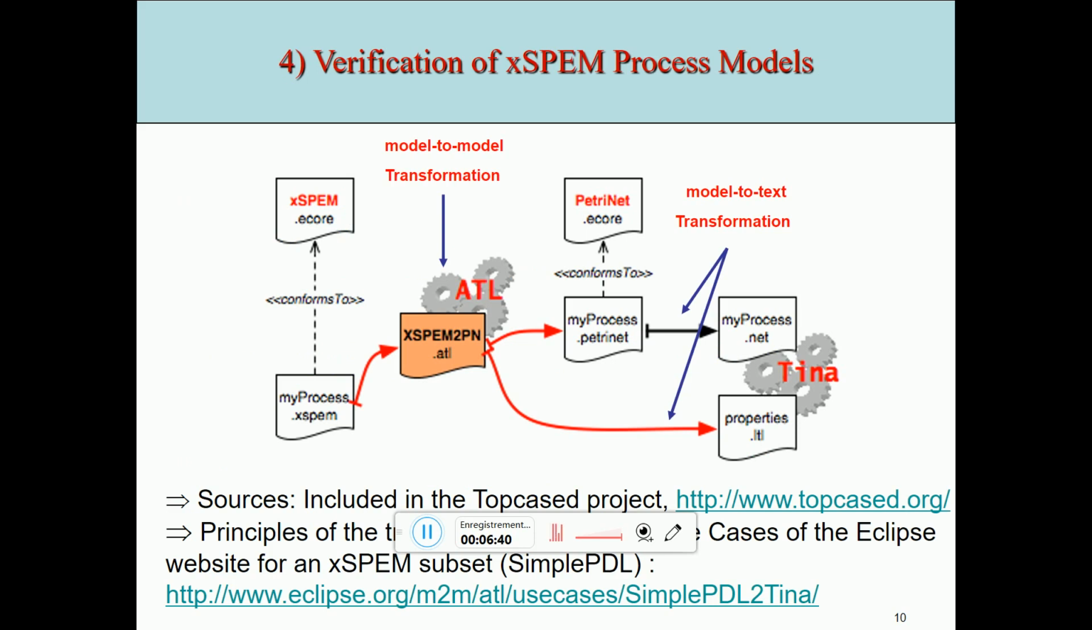So just a big picture of this: we would associate XPAM process models, then we would transform them to have Petri-net models, and then we apply a model-to-text transformation in order to generate something that would be used by TINA, which is the model checker. We'll do the same for the properties and then check whether our process models satisfy some properties.